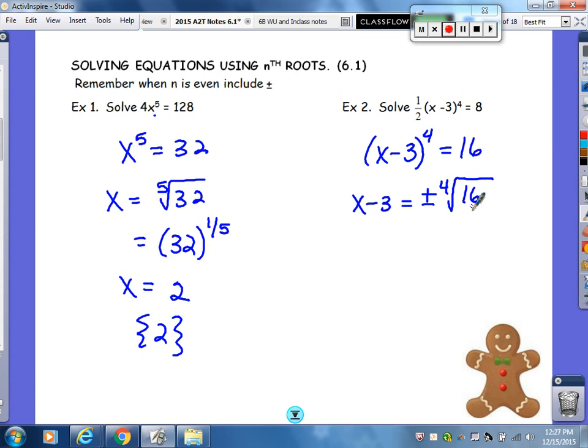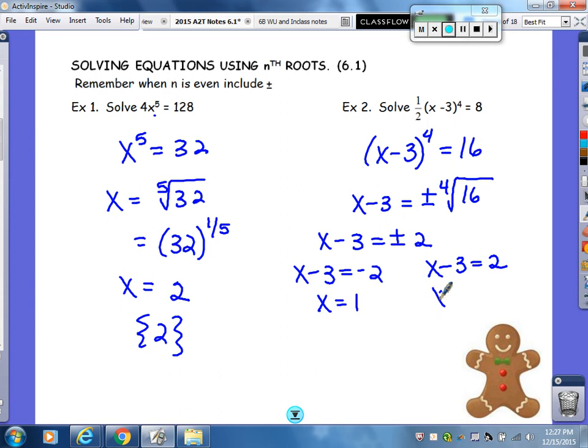All right, so let's break this apart. x minus 3 is equal to plus or minus 2. So x minus 3 equals negative 2, and x minus 3 equals positive 2. So x is equal to 1, and x is equal to 5.